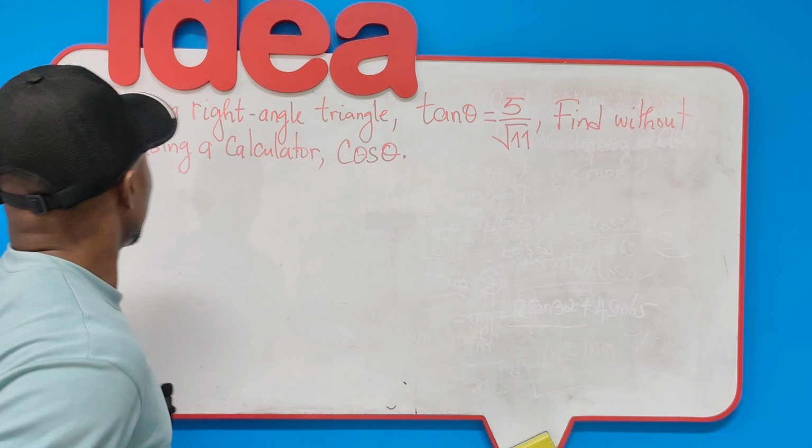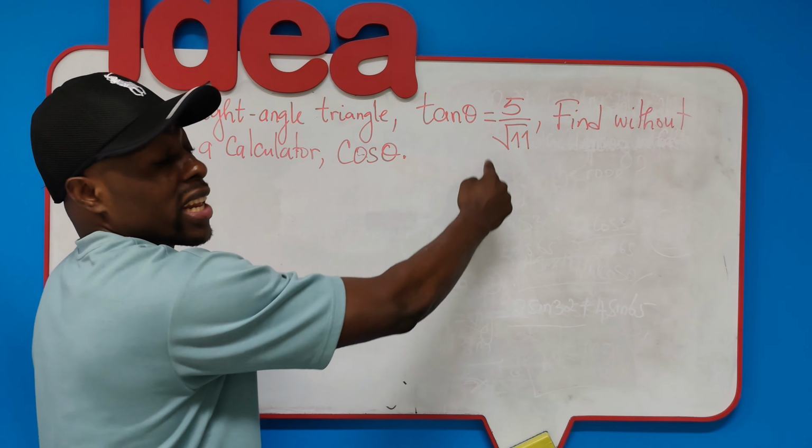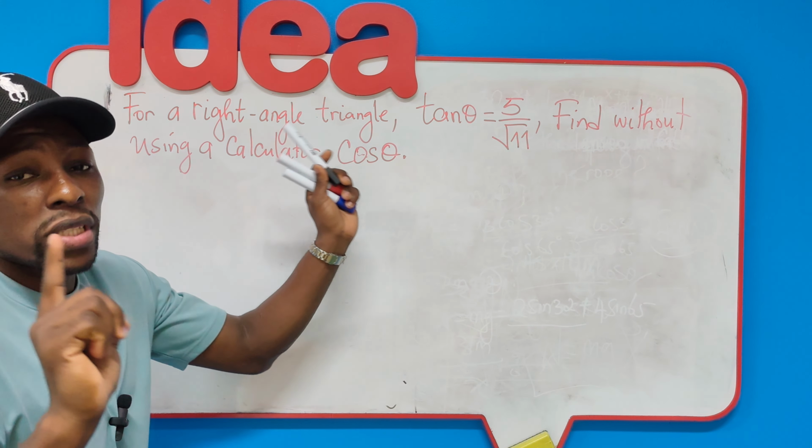Tomorrow will be better. For a right angle triangle, tan theta equals 5 divided by a root of 11. Find without using a calculator cos theta.